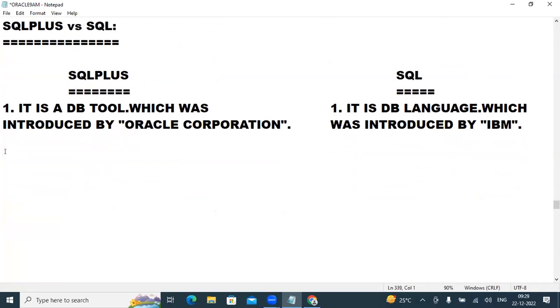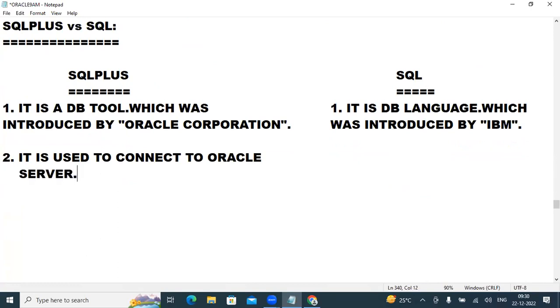The second point, SQL Plus is used for connecting purpose. Whenever you want to connect to the Oracle server, it is used for communicating purpose, so communicating with the database.